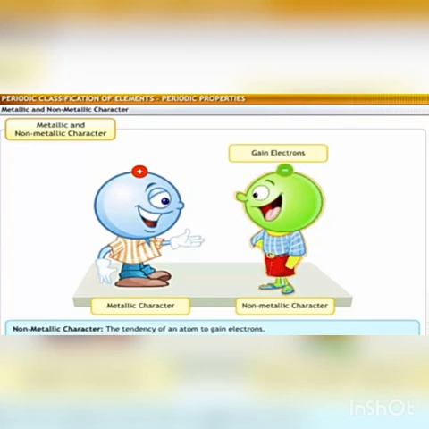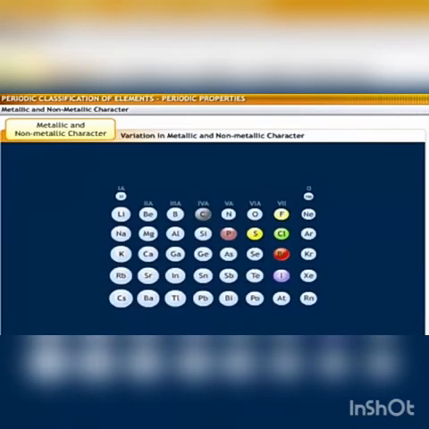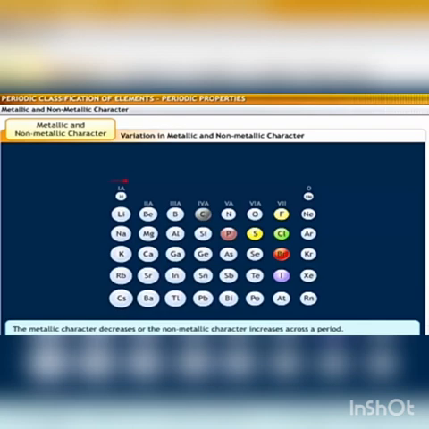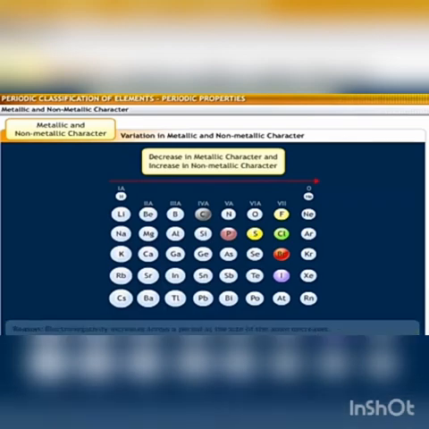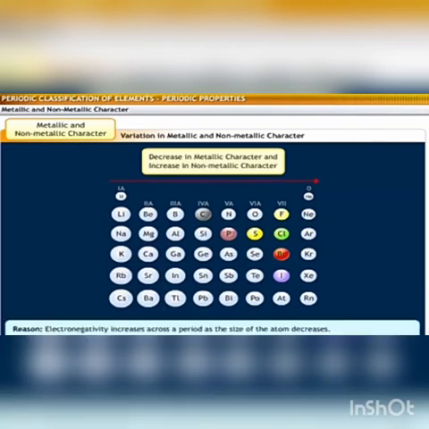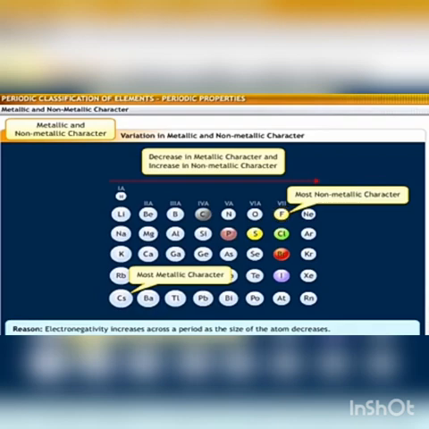Non-metallic character is the tendency of an atom to gain electrons. Now, observe the variation in the metallic and non-metallic nature of elements in a group and in a period. Across a period, metallic character decreases and non-metallic character increases due to an increase in electronegativity. So, the tendency to lose electrons or metallic character decreases. For example, cesium has the most metallic character and fluorine has the most non-metallic character.